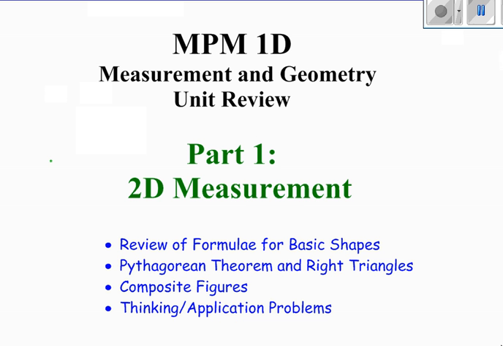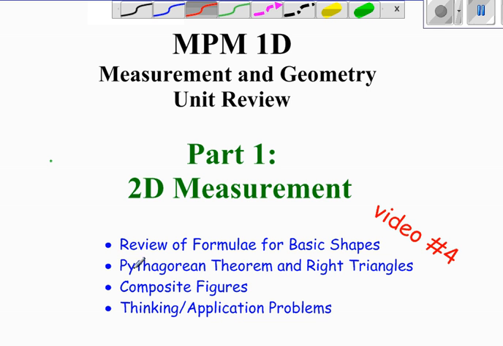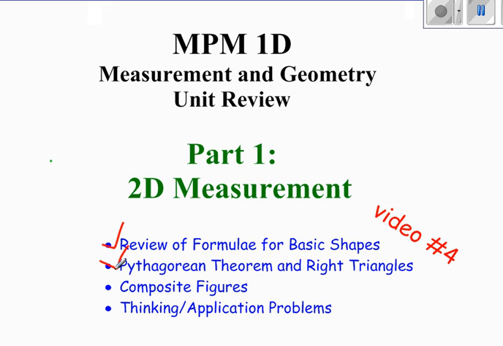This video is for grade 9 academic students who are studying the measurement and geometry unit. This is part 1 of that unit where we look at two-dimensional measurement, and this is actually video number 4 in that series about this unit. So far we have looked at, in previous videos, the basic shapes and what their formulas are, the Pythagorean theorem, and a focused look at right triangles, and composite figures.